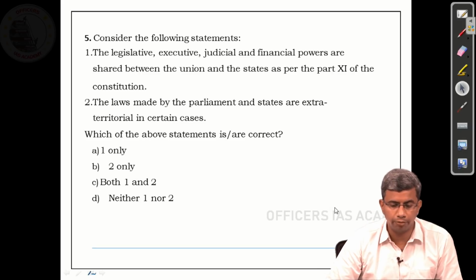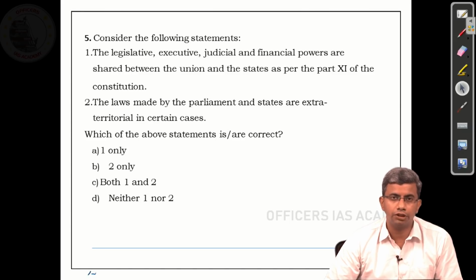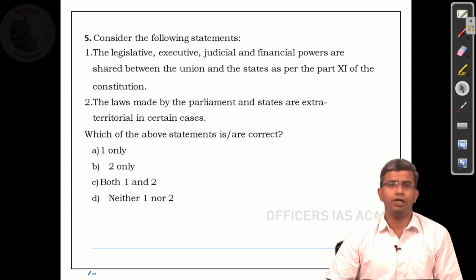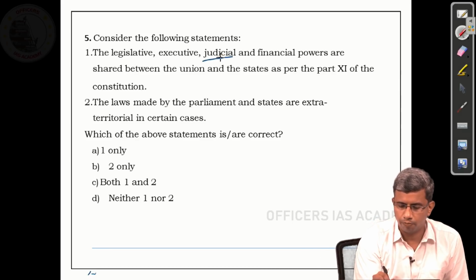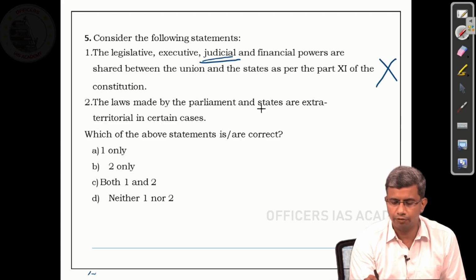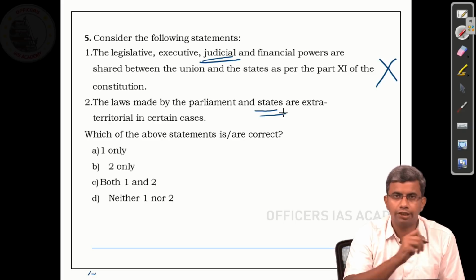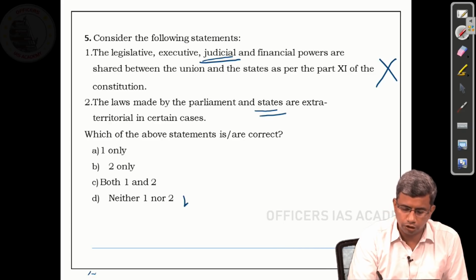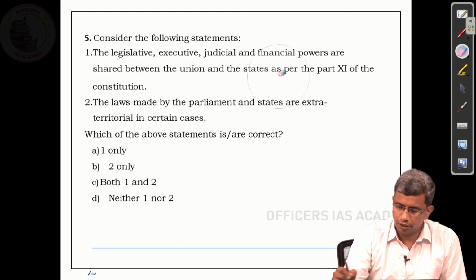Moving on, consider the following statements. The legislative, executive, judicial and financial powers are shared between union and states as per Part 11 of the Constitution. The laws made by the Parliament and states are extraterritorial in certain cases. So very straightforward question. Both the statements are wrong because judicial powers are never shared, because judiciary is an independent machinery in this country. So this word makes the statement wrong, and this word, only Parliament can legislate with extraterritorial jurisdiction as per the Indian Constitution. So the states cannot have extraterritorial jurisdiction. So both the statements are wrong. So the correct answer is neither 1 nor 2. Right? Moving on.